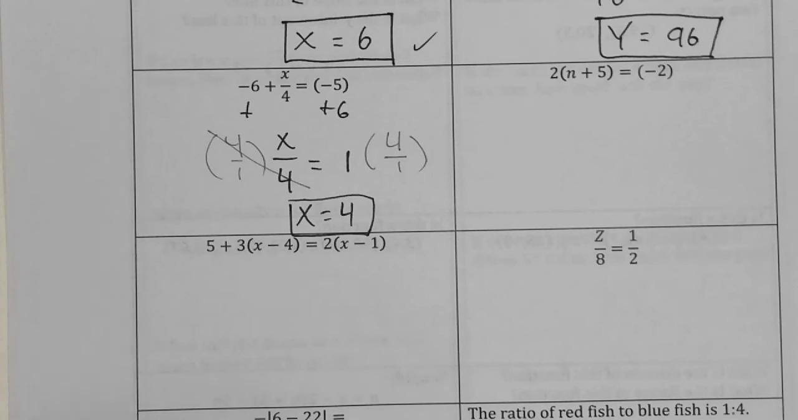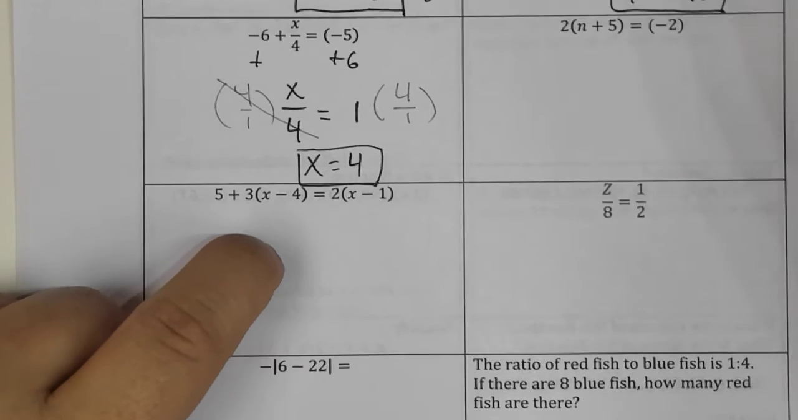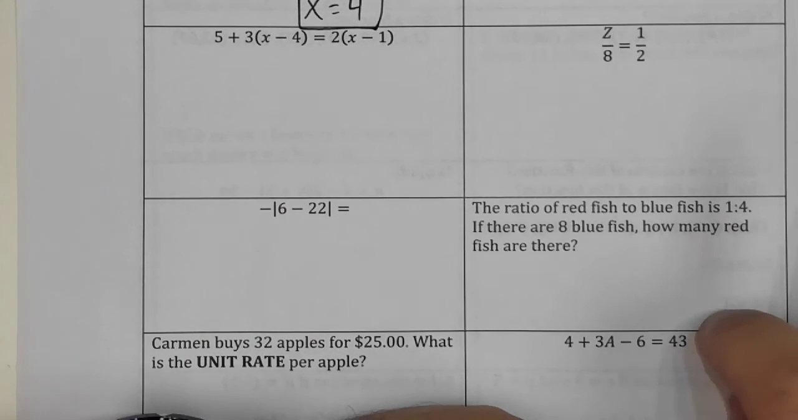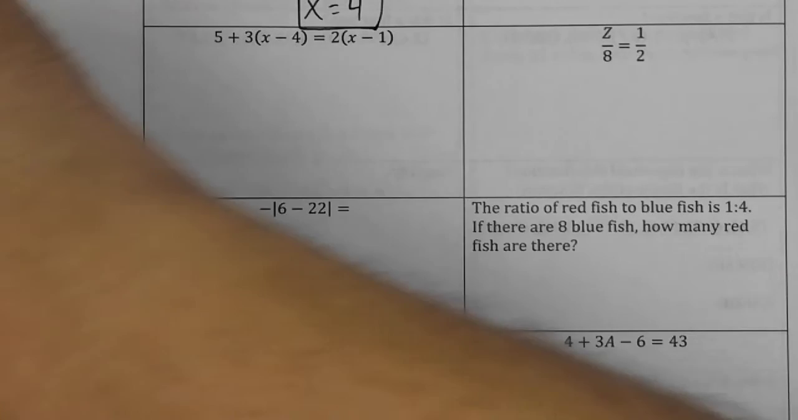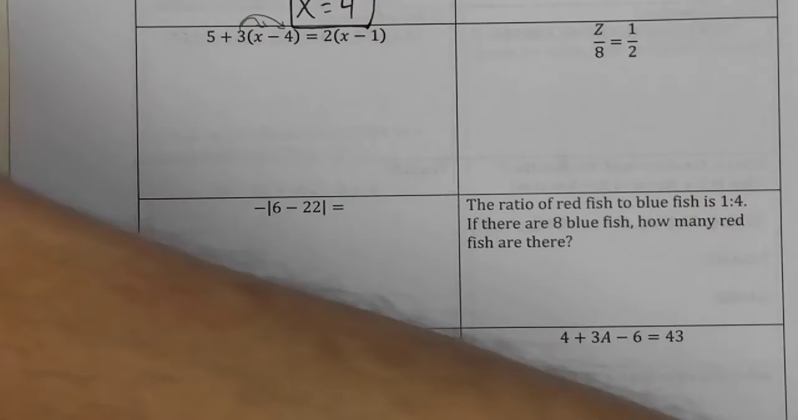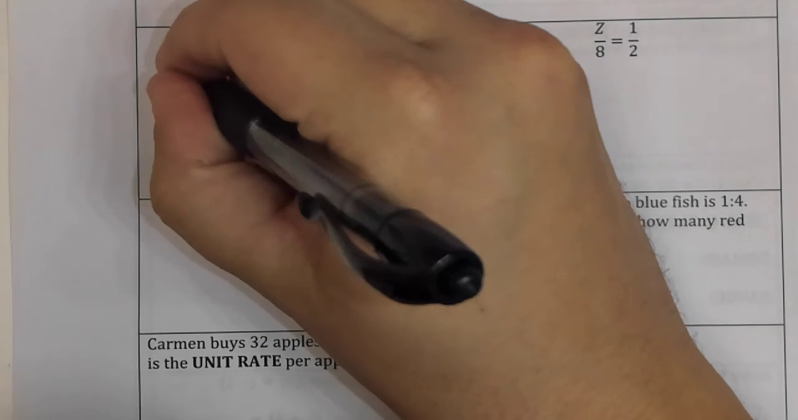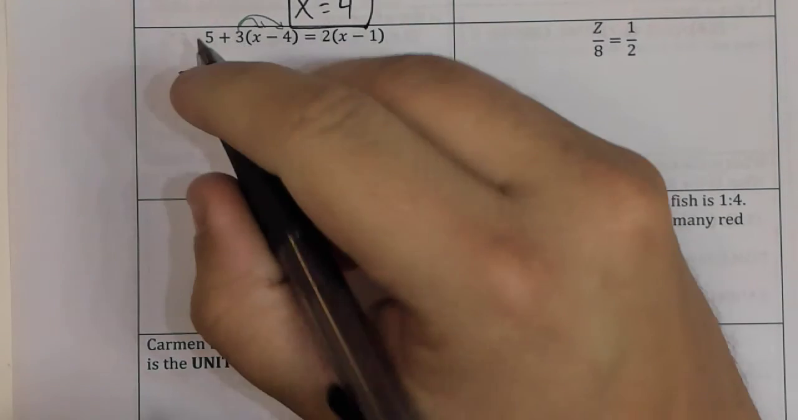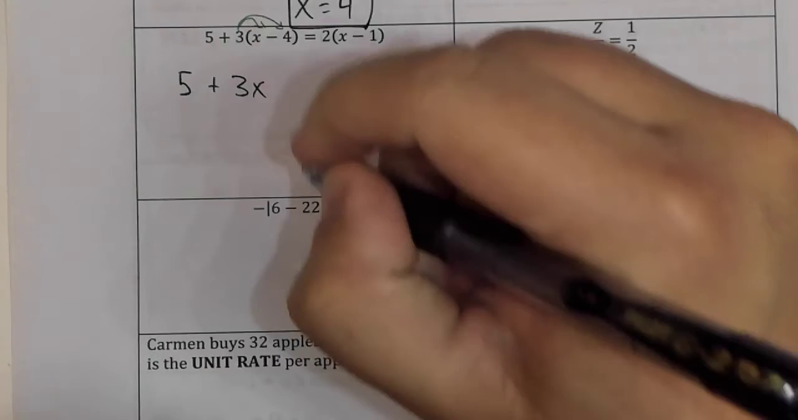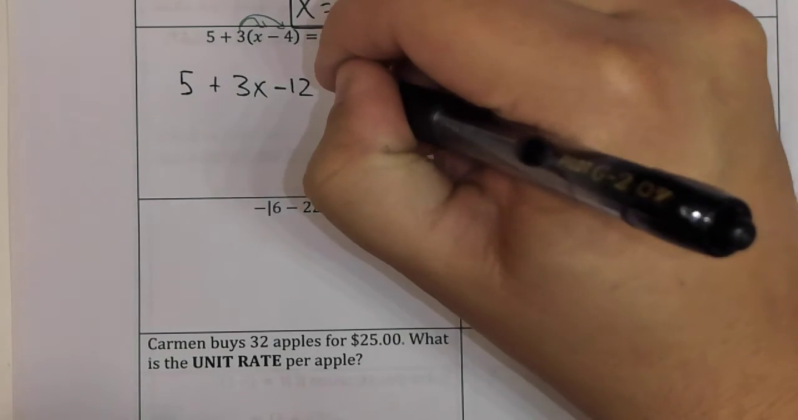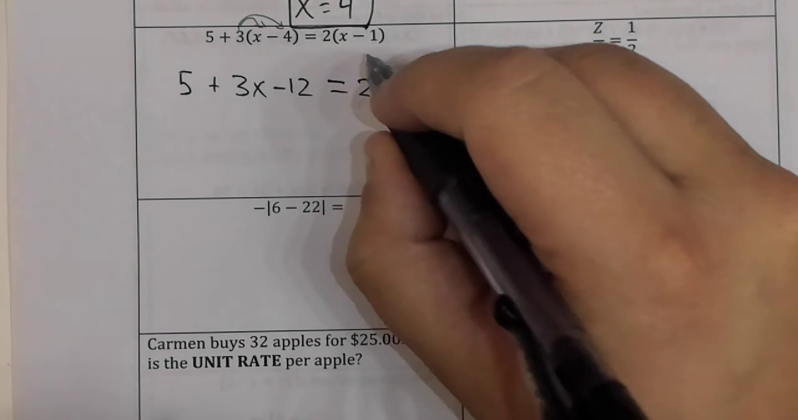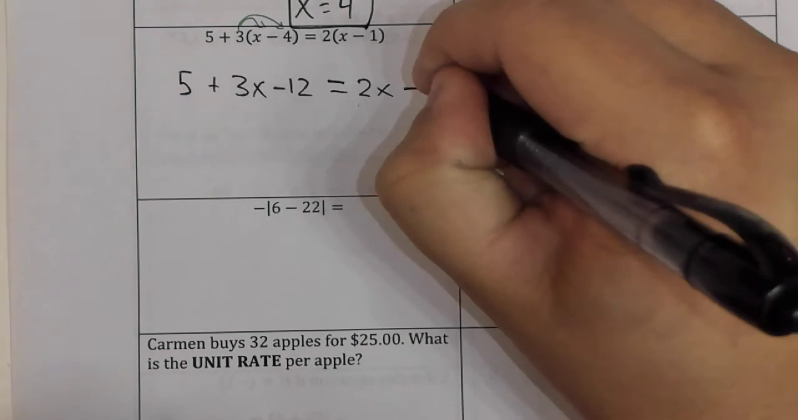Last but not least, if we go down to this one right here, we have to do some distribution first. How we do this is FOIL. It's an awful lot of FOIL. This is 3 times x minus 3 times 4. So this becomes 5. Keep that for a second. 3 times x is a positive 3x. 3 times a negative 4 is a minus 12. Equals, FOIL that. 2 times x is 2x. 2 times a negative 1 is minus 1.